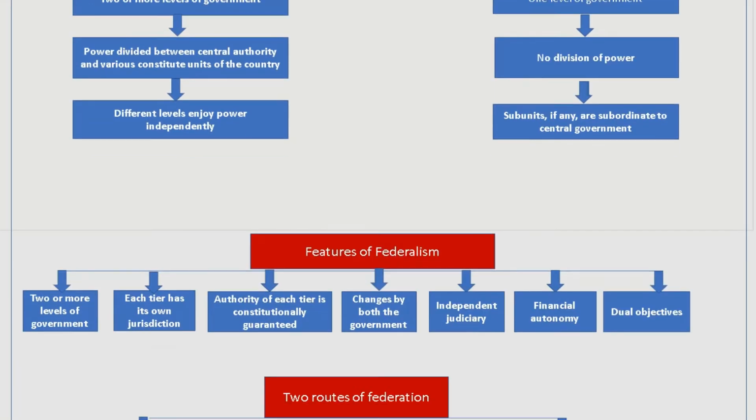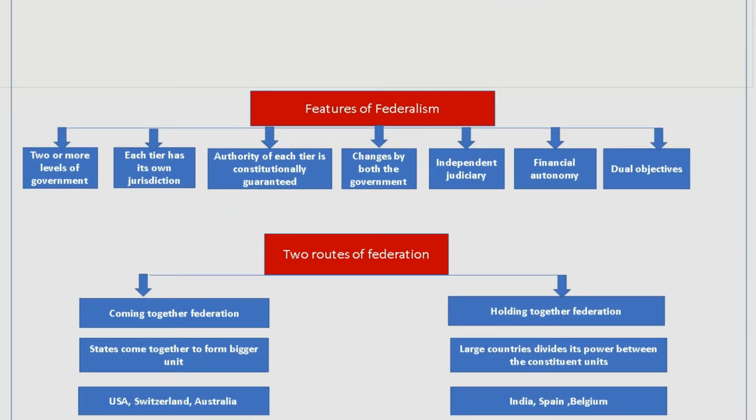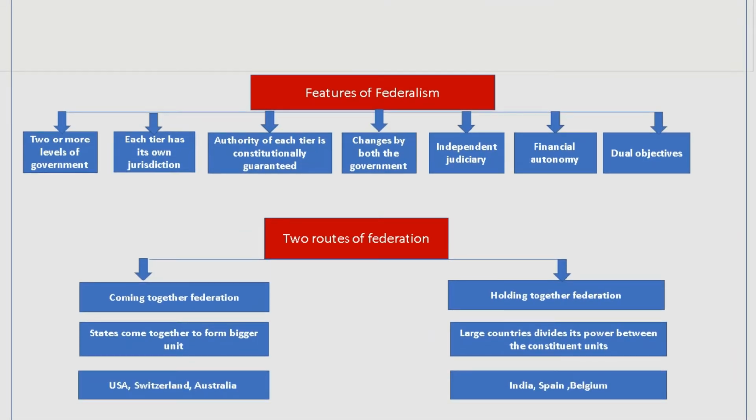Next, move to the features of federalism. Here are given the main features of federalism. First, two or more levels of government are found. Second, each tier has its own jurisdiction. Third, the authority of each tier is constitutionally guaranteed, and changes require both governments. Next, independent judiciary. Next, financial autonomy. And the last feature of federalism is dual objectives. What are the dual objectives of federalism? First, to promote the unity of the country, and second, to respect regional diversity.